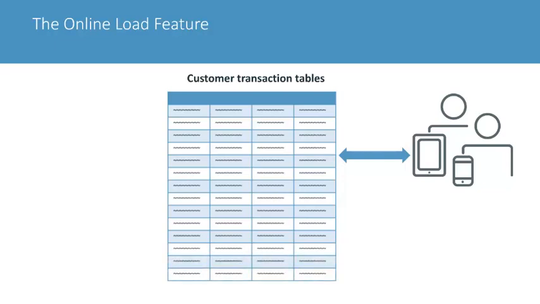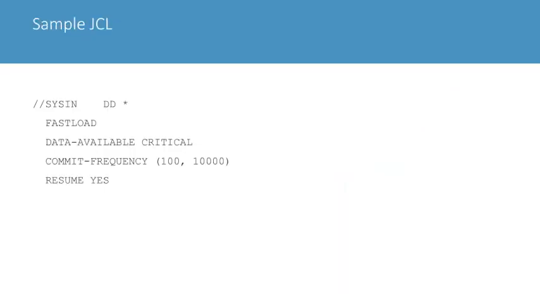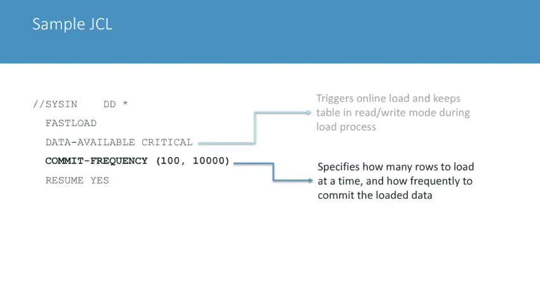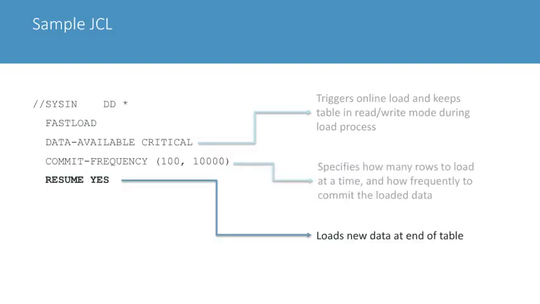The following demonstration shows you how to perform an online load. To use the online load feature, simply create a load job that specifies DATA AVAILABLE CRITICAL, COMMIT FREQUENCY, and RESUME YES. DATA AVAILABLE CRITICAL triggers the online load process and keeps the table in read-write mode during the load. COMMIT FREQUENCY specifies how many rows to insert at a time and how frequently to issue a commit. The default values are shown here. RESUME YES loads data into the table whether or not the table already contains data. The new data is inserted at the end.